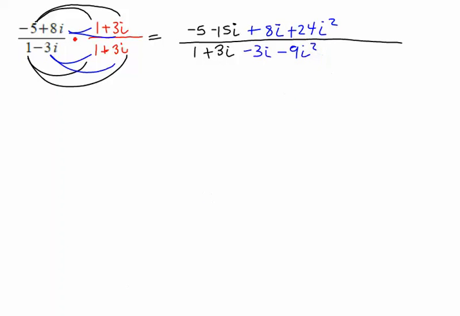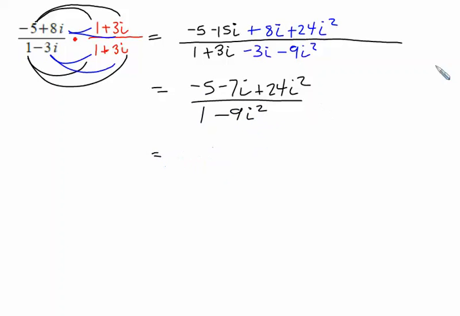Now combine like terms in both the top and the bottom. So we'll have negative 5 minus 7i plus 24i squared up top, all over... ooh, look at that. The i's cancel. That's nice. And that always happens when you multiply by the conjugate.